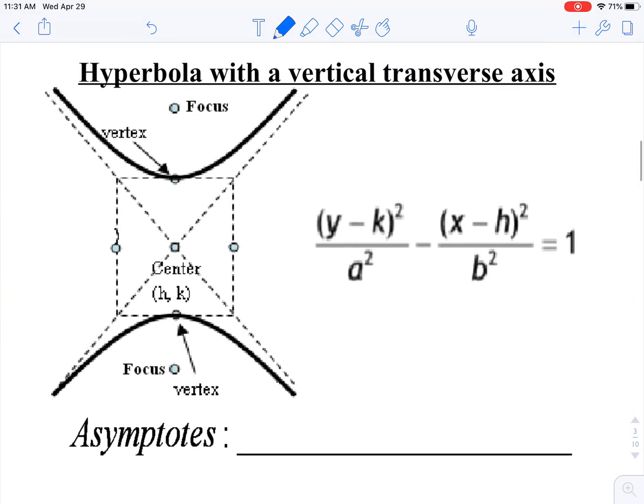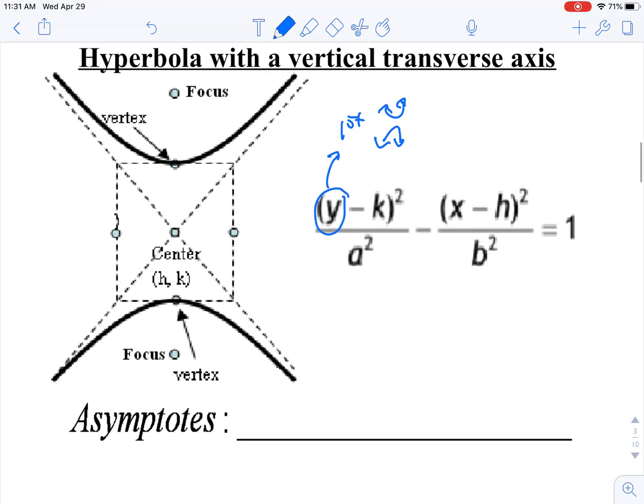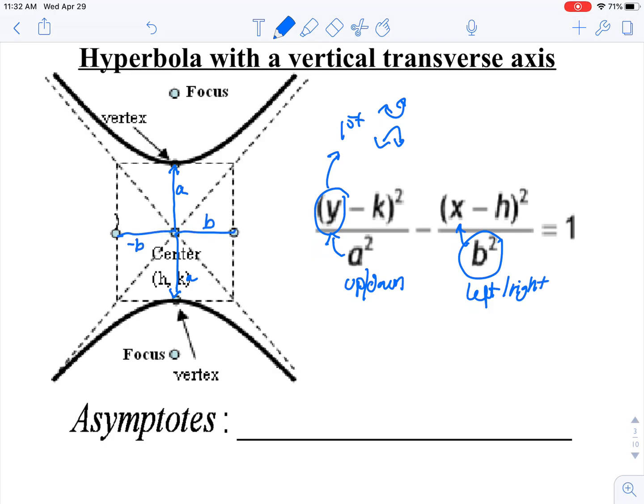When we look at a hyperbola that has a vertical transverse axis, so we say it opens vertically, again, notice that the y comes first and that's how we know that this one is opening up and down. Everything else is going to stay the same, but I do need you to think about the asymptotes. Since the A is under the Y, we actually went up and down A units, which means that from our graph here, we went up A units and we went down A units. Then we went left and right B units. So that means that this was B, this was minus B, okay?